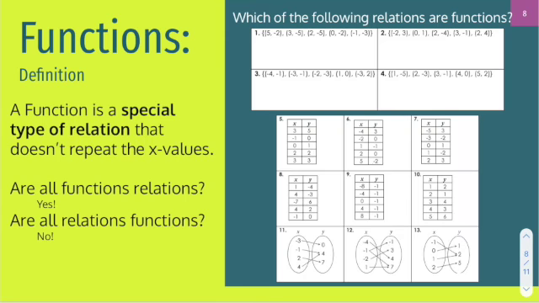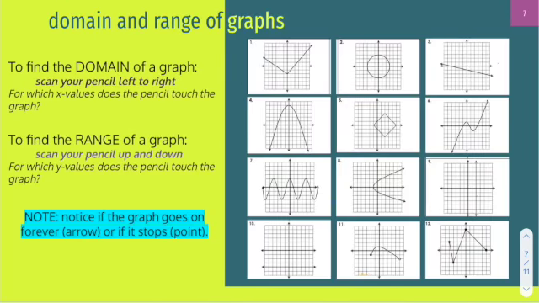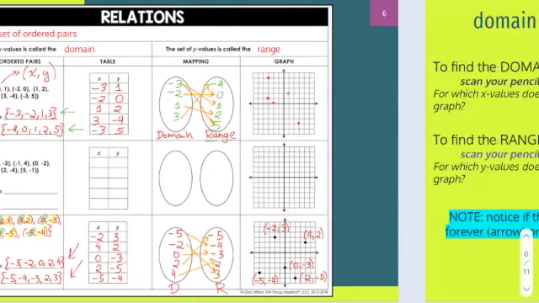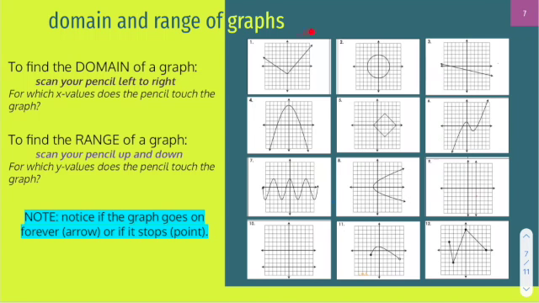Hi everyone. Today we're going to continue our lesson from last class. We started last class talking about relations, right, and ways of representing a relation. And then we went on to how we can find the domain and range of graphs, right? So the domain of a graph are all the possible x values that the graph can have, and the range of a graph are all of the y values that are included in that graph or in that relation.